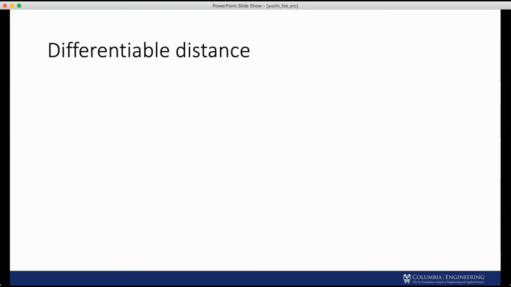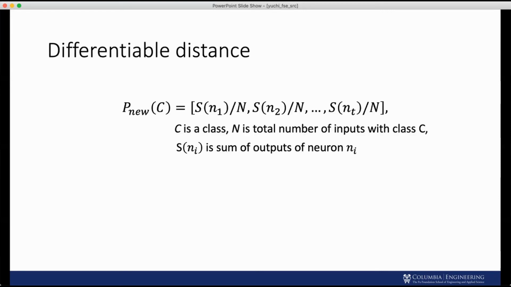In this paper, we propose a feature space where each class will also be represented by a vector. The vector consists of the mean output of each neuron. This new space gives a more detailed granularity than the activation frequency discussed in previous slides. We also propose an L2 distance between any two classes to indicate how confusing it is for a specific DNN model. And this distance is differentiable.